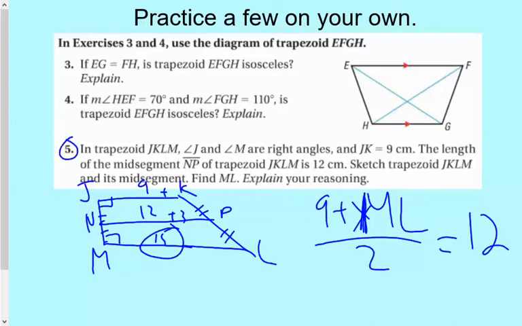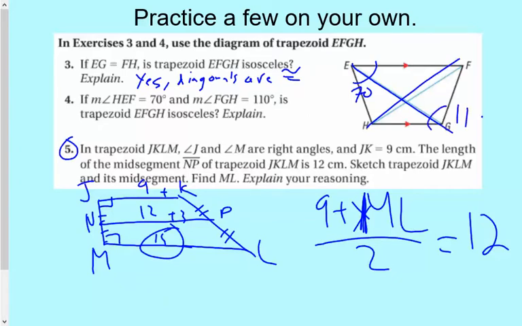Let's go back up to 3 and 4. If EG is equal to FH, so EG and FH, those are equal. Is the trapezoid isosceles? Yes, it is, because the diagonals are congruent. And then if HEF is 70, and FGH is 110, is the trapezoid isosceles? Well, let's see here. If angle E basically is 70, then this is 110 because these two are parallel right here. Those lines are parallel, so they have to be supplementary, same side interior angles. And then you have 110 and 110, so base angles are congruent.